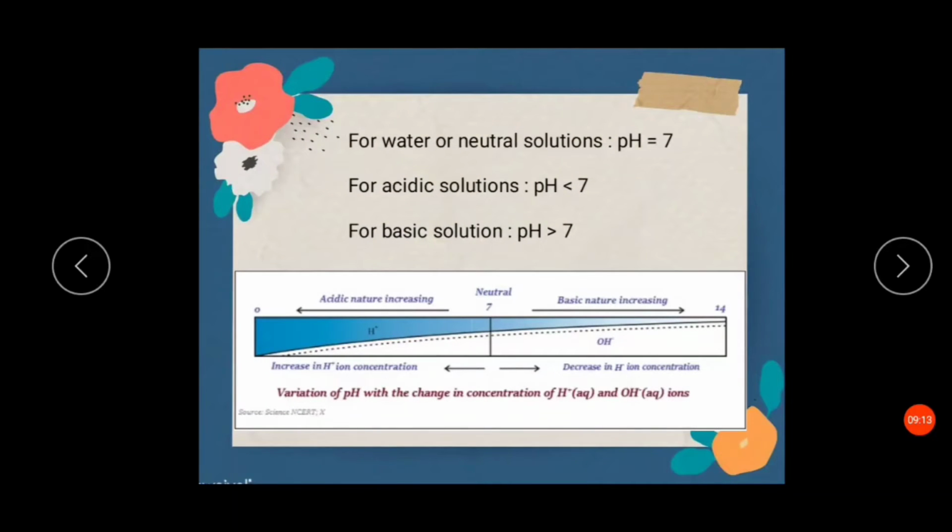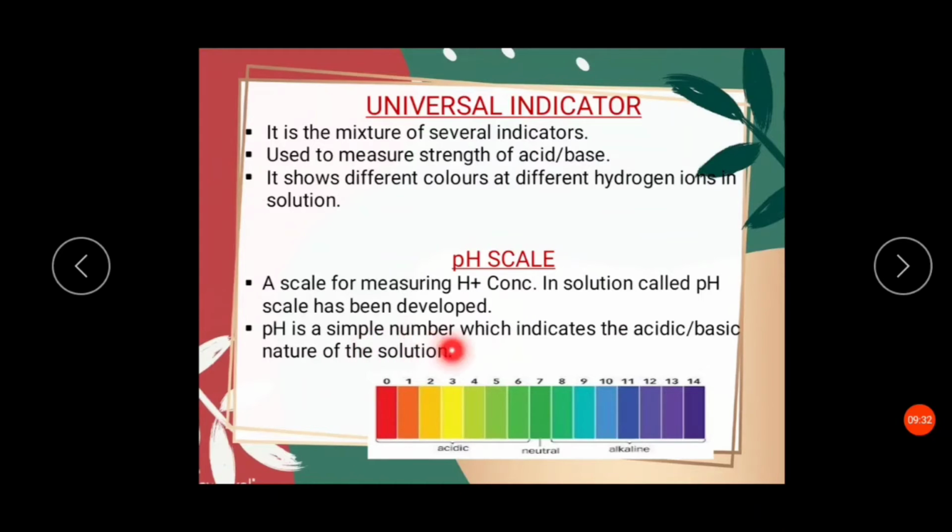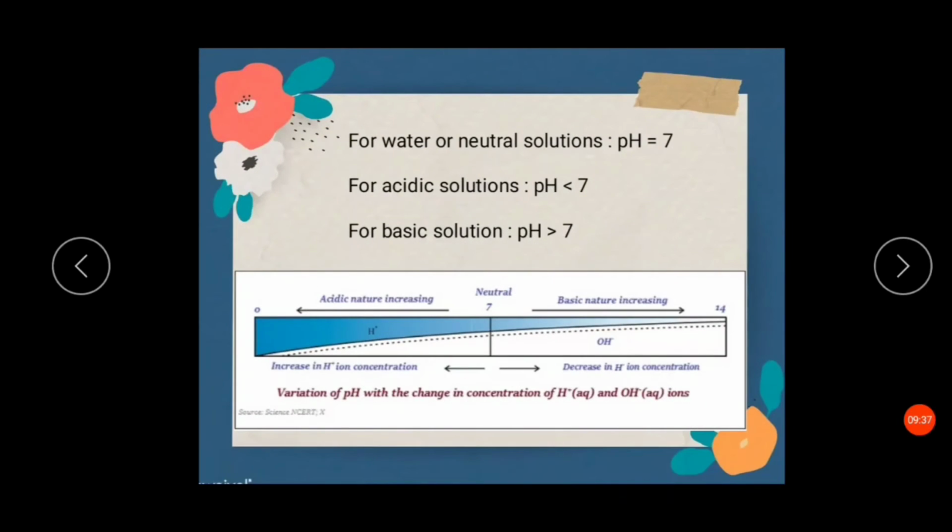For water or a neutral solution, meaning a substance which is neither acidic nor basic, like water is neither acidic nor basic, the pH is 7. For an acidic solution, the pH is less than 7, that is from 0 to 6. For a basic solution, the pH is greater than 7, meaning 8, 9, 10, 11, 12 to 14.